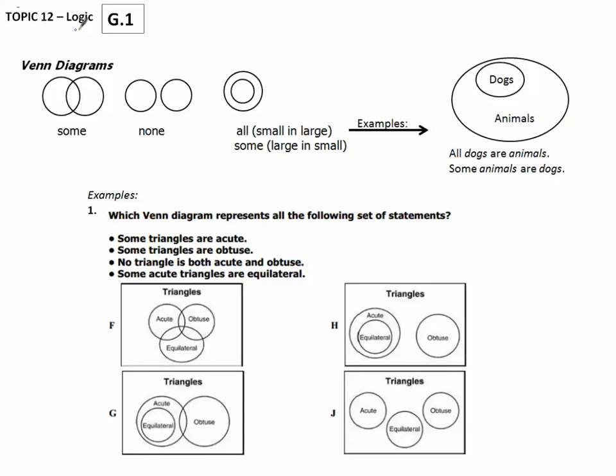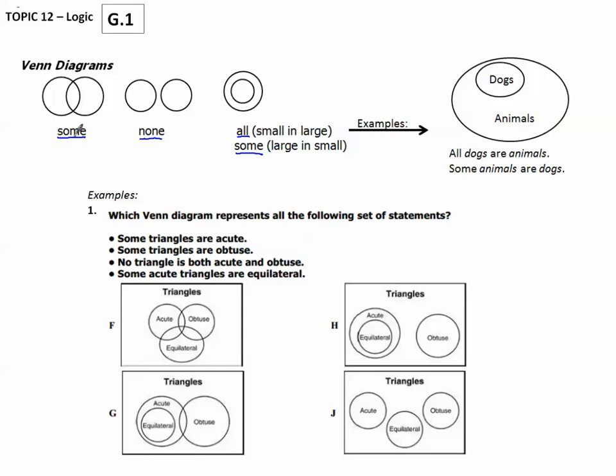Let's now review logic, standard 1. First, Venn diagrams. There's basically 3 different setups for Venn diagrams. You have the circles that intersect, that represents some. You have the circles that don't intersect at all, that represents none. And then you have the circles where one is completely inside another one, which could be all, or it could be some, depending on what's being described.